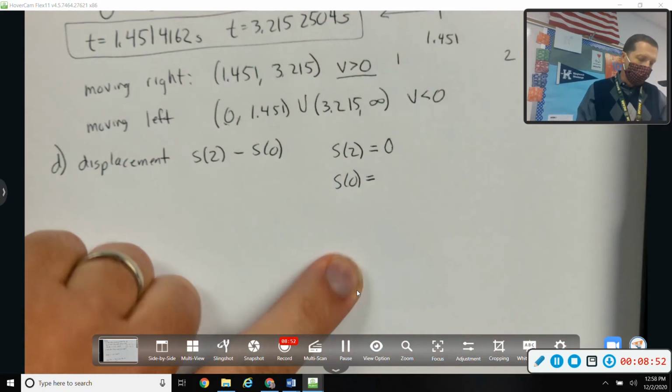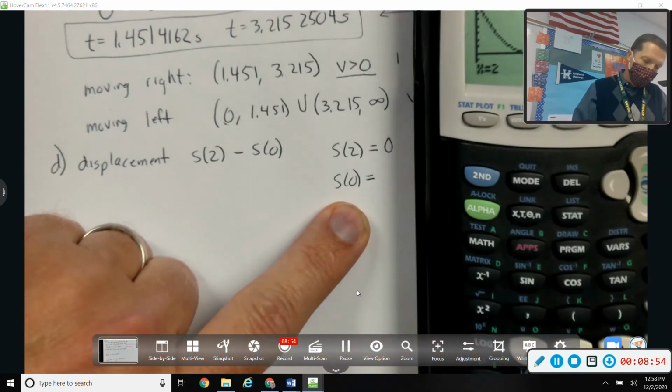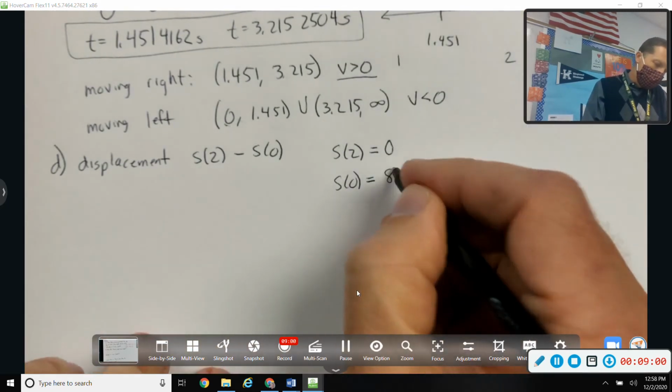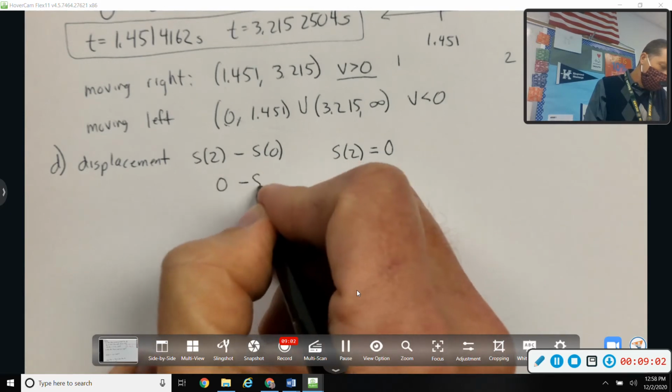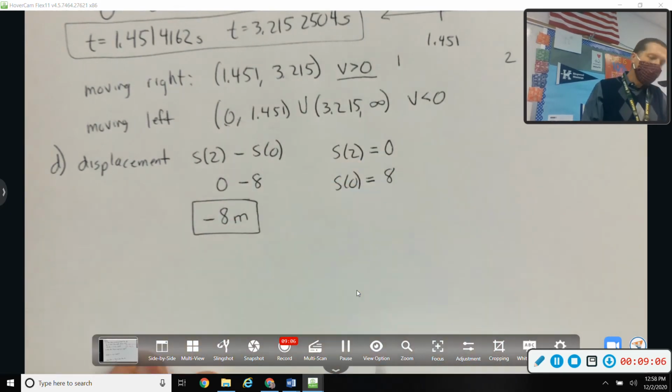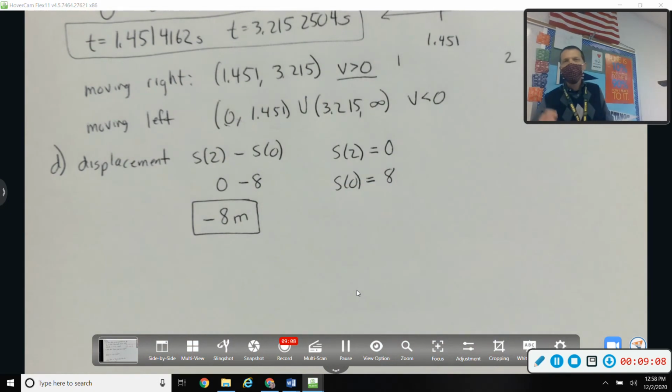S of 0, I can plug in 0 on my own. Or I guess I could let the calculator do it. Either way, s of 0 is 8. So 0 minus 8. So the displacement is negative 8 meters in the first 2 seconds, or 8 meters to the left of wherever we started.